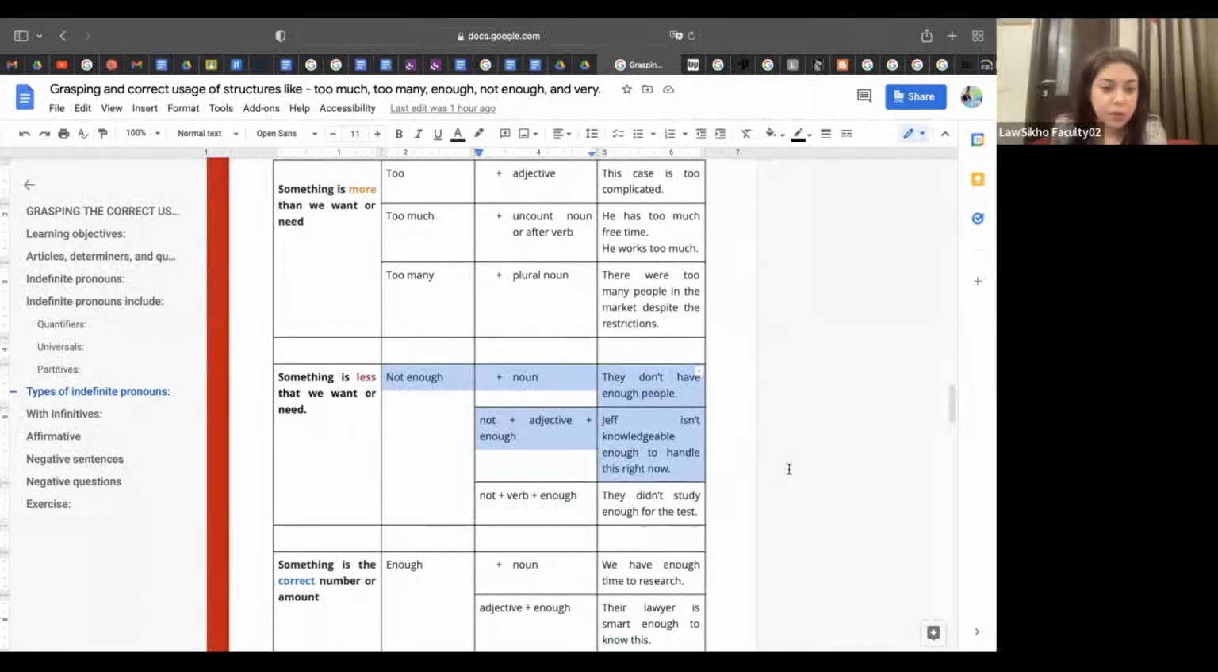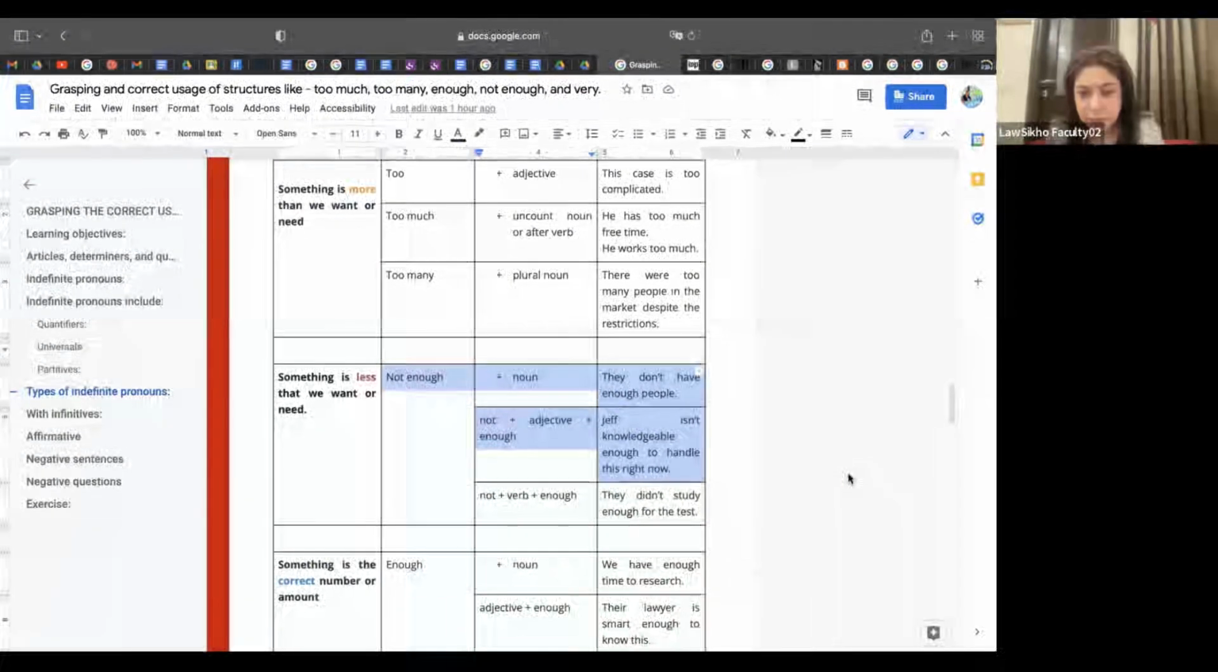Okay. Let's continue with less than necessitated, not enough, followed by noun. The same with adjective and verb. Quickly, please. Team, I don't have enough time.